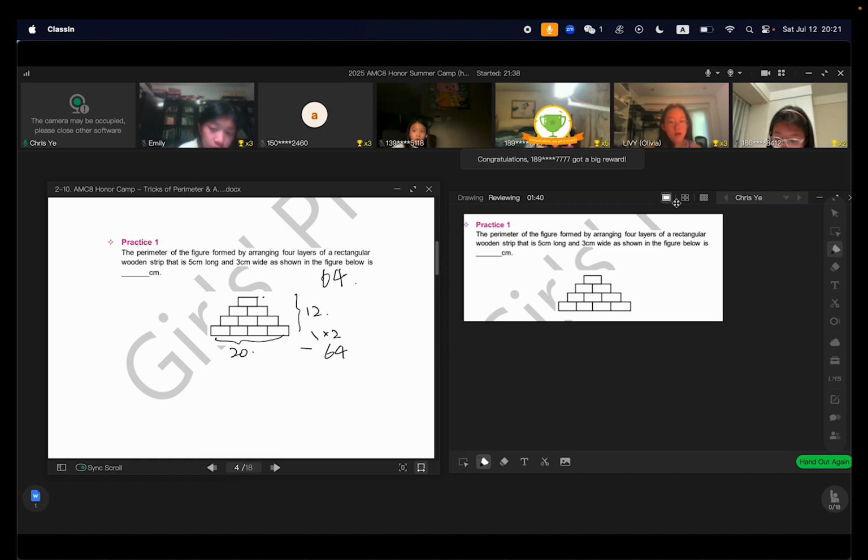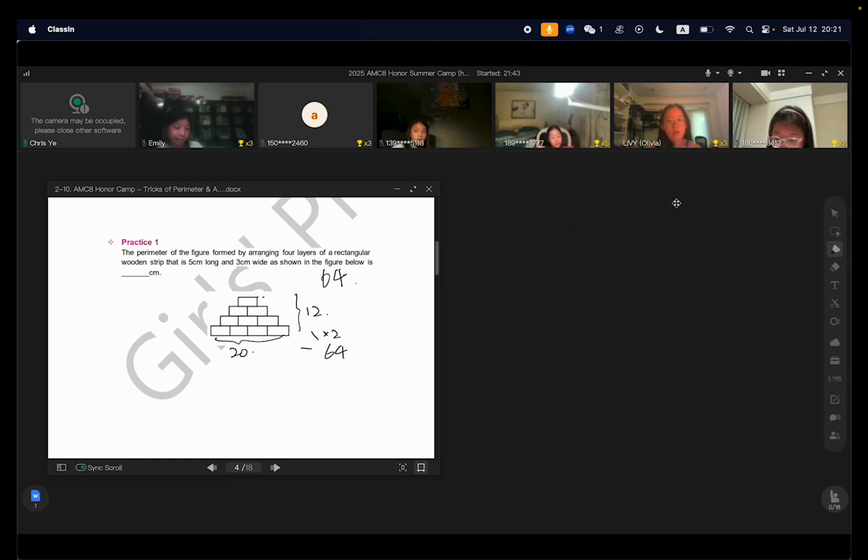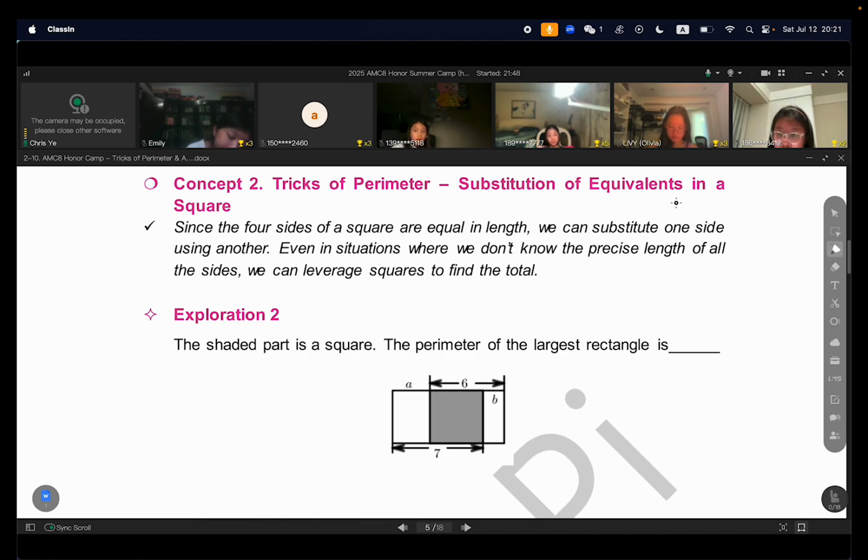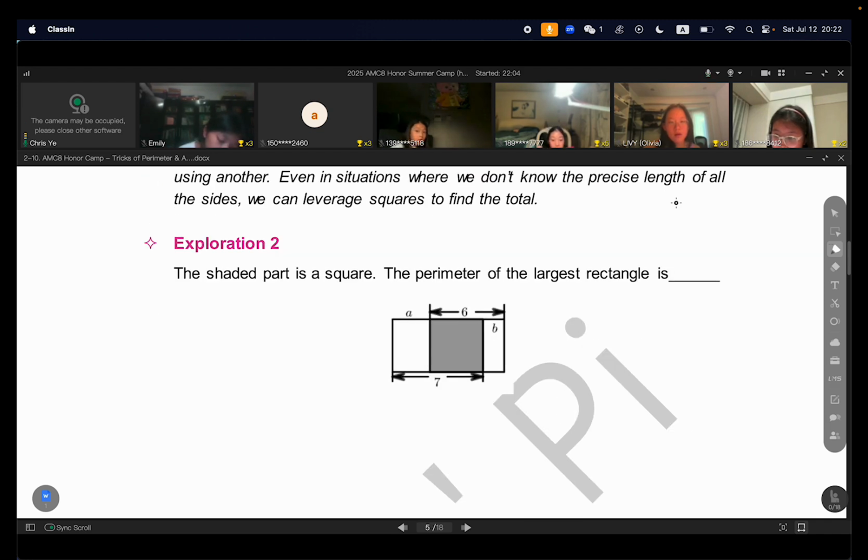Good. So that is what the translation concept is like, and it's quite simple. But now let's move on to check the perimeter substitution of equivalents in a square. Since the 4 sides of a square are equal in length, we can substitute one side using another, and it's going to be a bit easier for us. And we can learn the concept by using this example problem. The shaded part is a square, and the perimeter of the largest rectangle is.